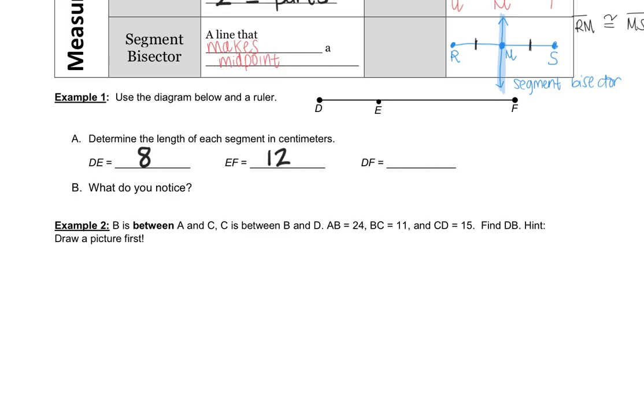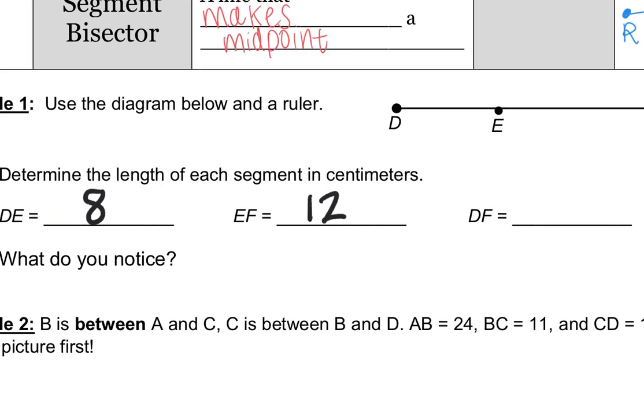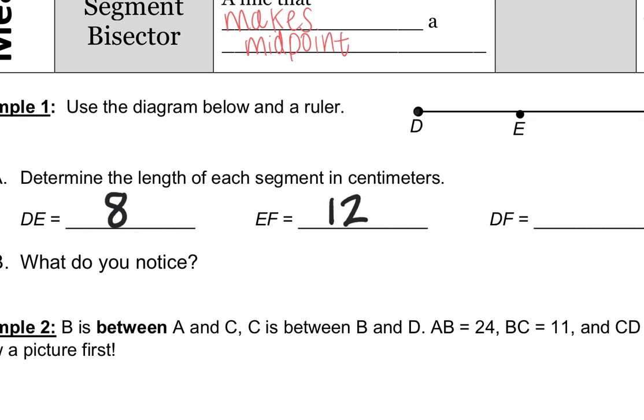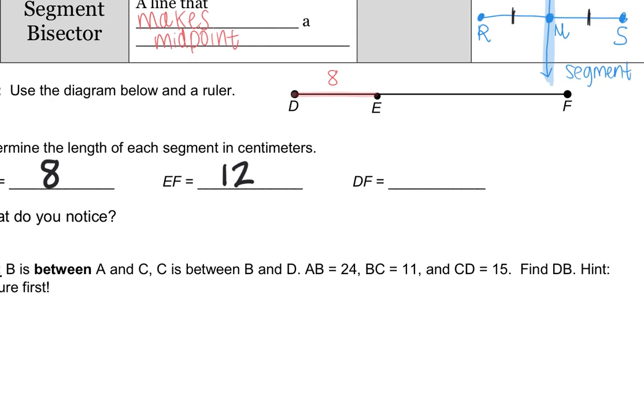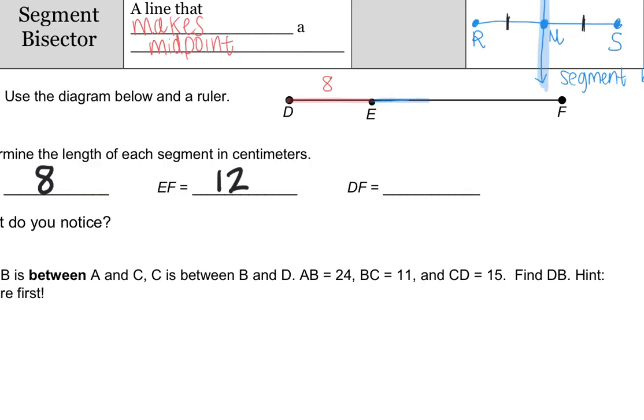All right. So from D to E, let me get a highlighter. So from D to E, it's 8. I'm going to label that 8. And it says from E to F. So from E to F, here in blue, it's going to be 12.